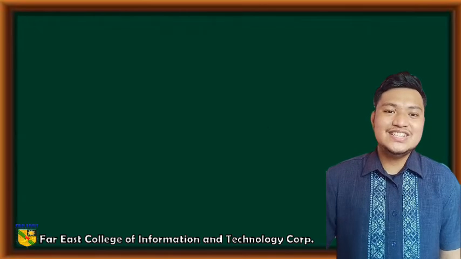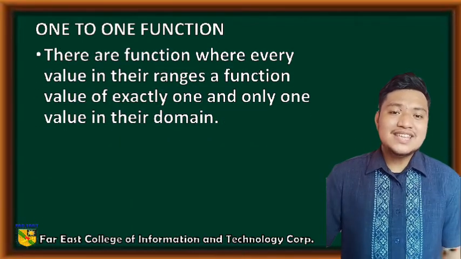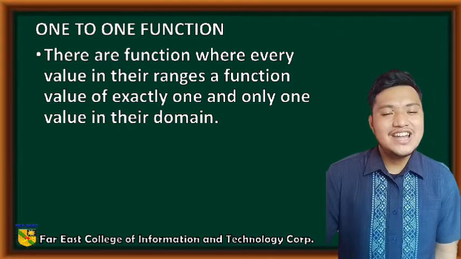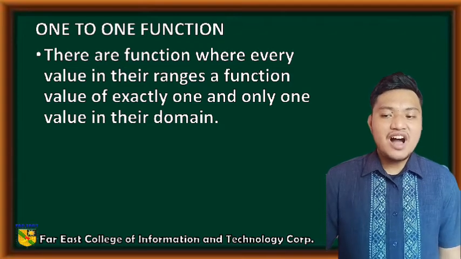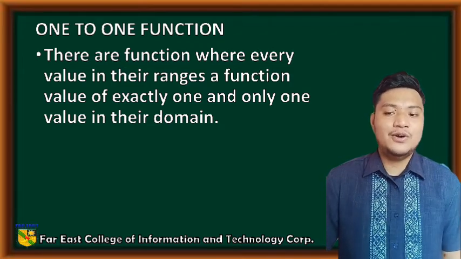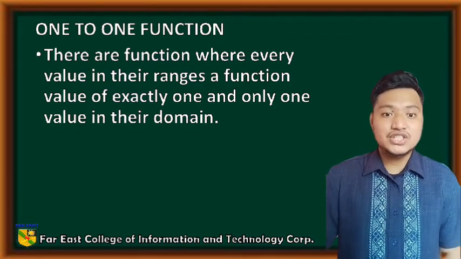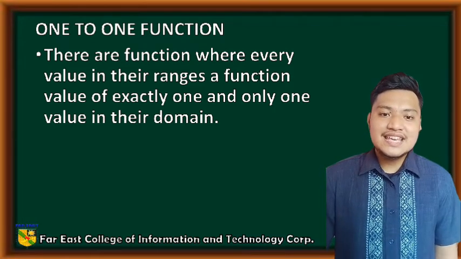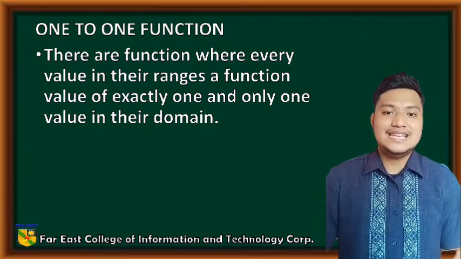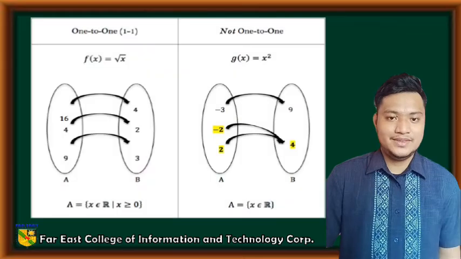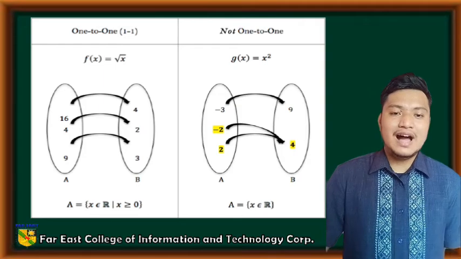So let's start to discuss what a one-to-one function is. When you say one-to-one function, these are functions where every value in the range is a function value of exactly one, or only one, value in the domain. It is the same as a function, wherein one element corresponds or relates to only another element. Here are examples of one-to-one functions for you to understand.